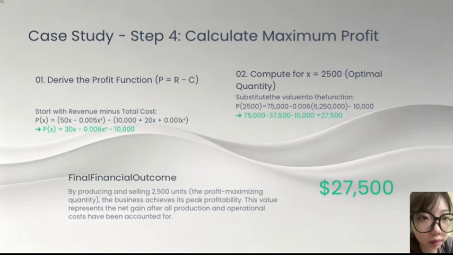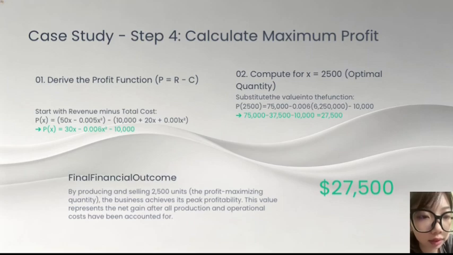Next, let's look at step 4 of this business case. We calculate the largest profit we can get. This slide has two calculation parts. The first part is the profit formula. Profit equals total revenue minus total cost. All simplified steps are shown in the box.